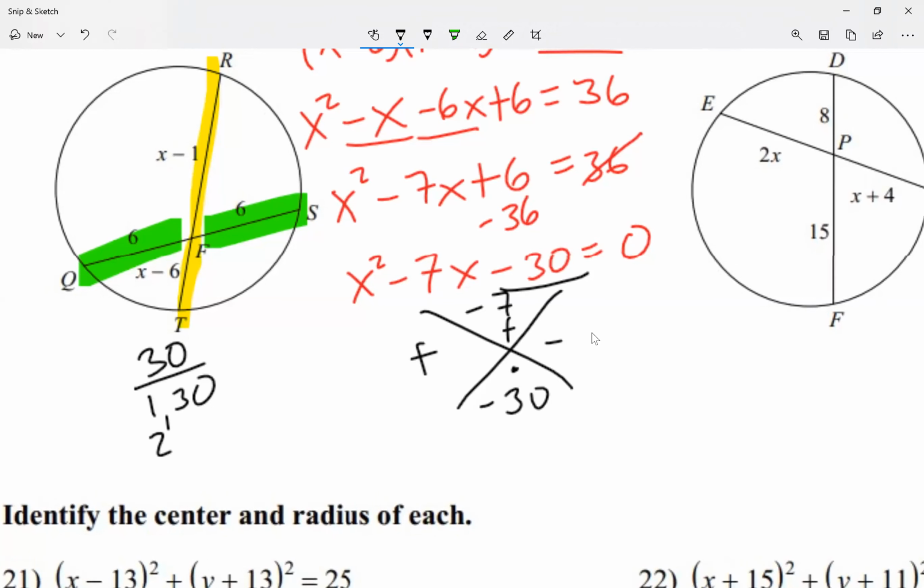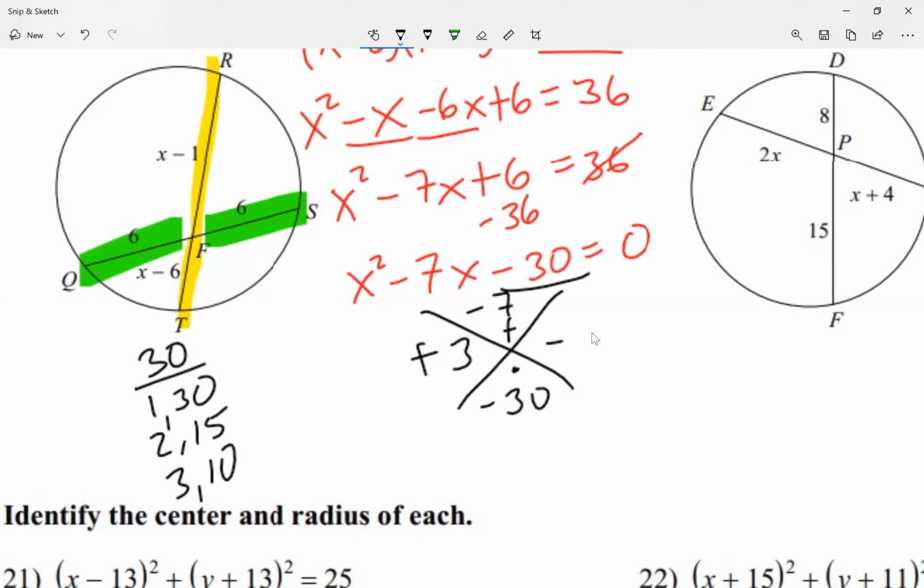2 times 15. 15 minus 2 is not 7. Okay, so I don't do that. 3 times 10. Yeah, 10 minus 3 is 7. Okay, so cool. So I'm gonna call this positive 3, -10.